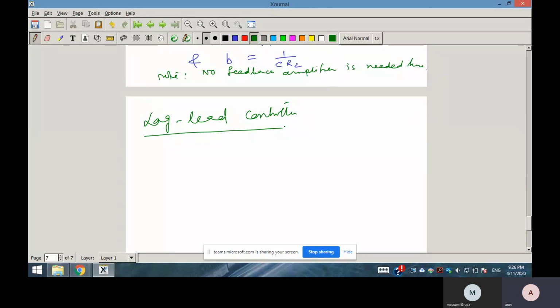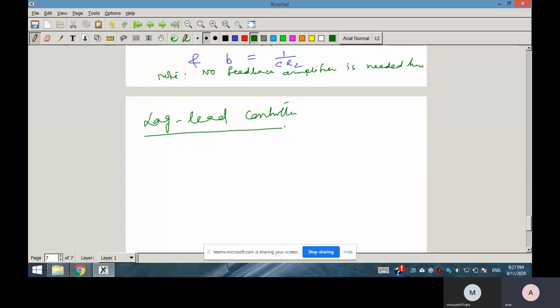So if we want to mix up these two things, if we can provide some phase lead as well as some gain attenuation at a particular frequency, then our job is done. We'll be able to obtain a gain crossover frequency along with the desired phase margin, and that gain crossover frequency will not be too high nor too low. So it will trade off the things. So that's why lag lead controller.